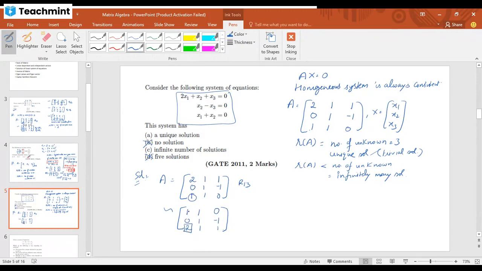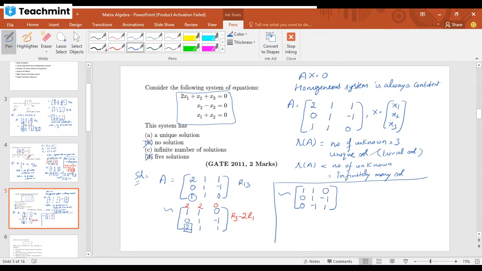It is 2, and this is 1, so 2 minus 2 is 0. So we can apply here the operation R3 minus 2R1. Because if we apply 2 times, this is 2, this is 2, this is 0. So if we apply this operation, then your matrix now reduces to: no change in the first row, 1, 1, 0, then 0, 1, minus 1. So 2 minus 2 is 0, 1 minus 2 is minus 1, and 1 minus 0 is 1.